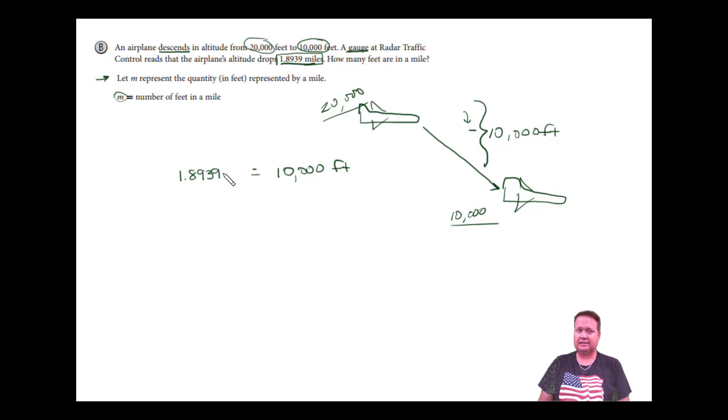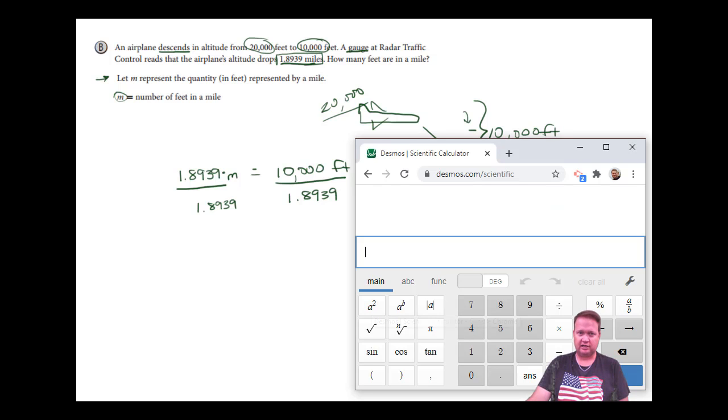1.8939 times however many feet are in a mile must be the same as 10,000 feet. So it's 1.8939 miles times whatever is there. In order to solve the equation and isolate the variable, we're going to divide by 1.8939 on both sides. And I don't know about you, but I don't really feel like doing long division. I'm going to use the calculator.